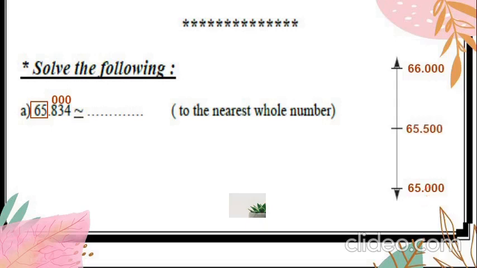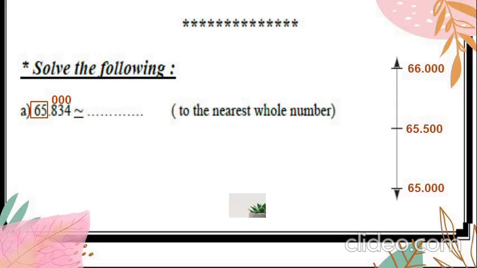So the smaller number now is 65.30, the bigger 66.30, and the midpoint 65.500. Now, how can I round the original number? Okay, search where the original number is located on the number line. 65.834, is it up to the midpoint or down to the midpoint? Bigger than the midpoint or smaller than the midpoint?